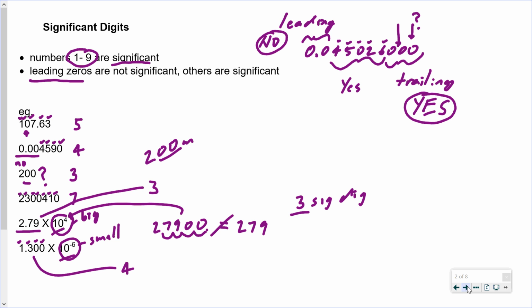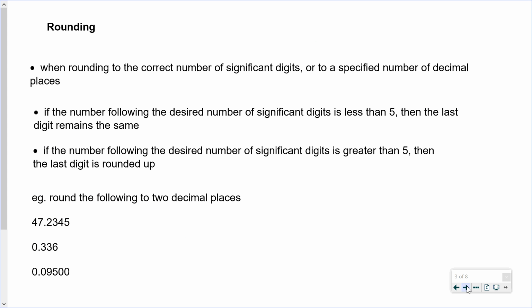So what if you need to do some rounding to the correct number of significant digits, which you will have to do. So the rounding protocol that we use is to ensure that the number of significant digits you have in your answer is to the correct degree of accuracy after your calculation. So if the number following the desired number of significant digits is less than 5, then the last digit remains the same.